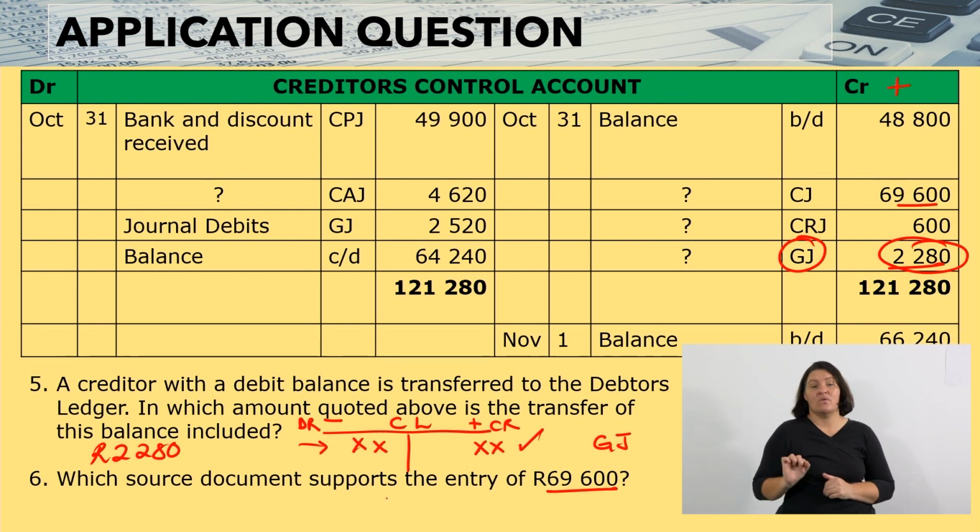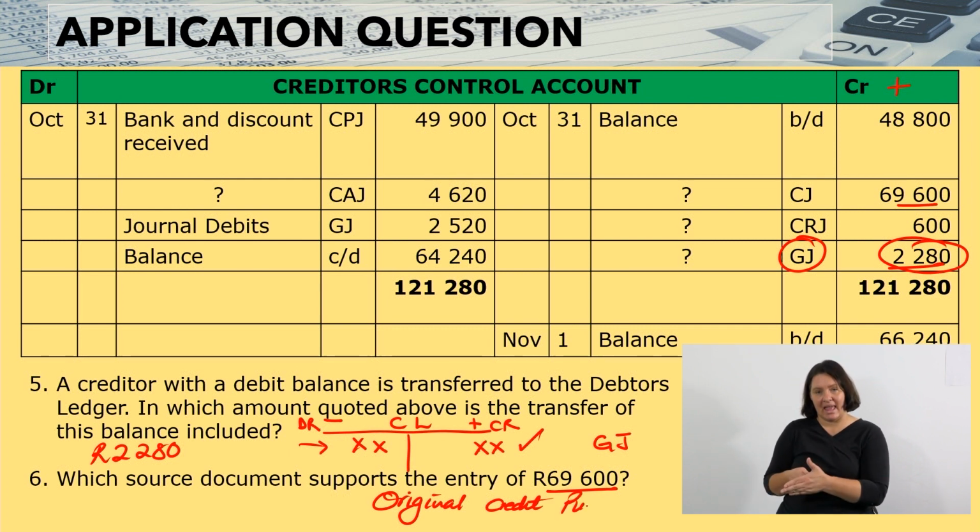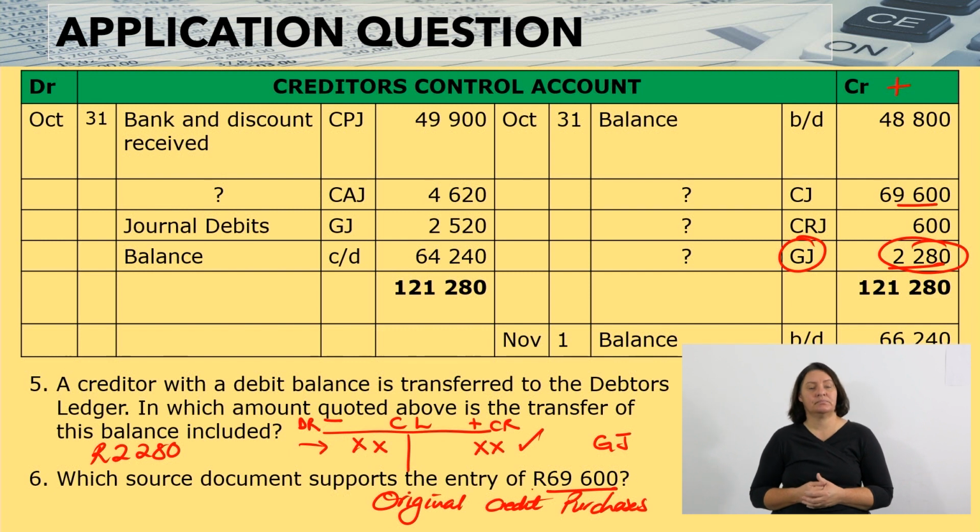It is your original credit purchases invoice. This is the source document that supports the 69,600 rands.